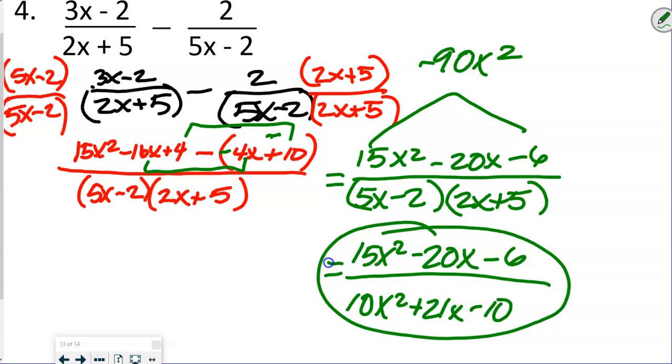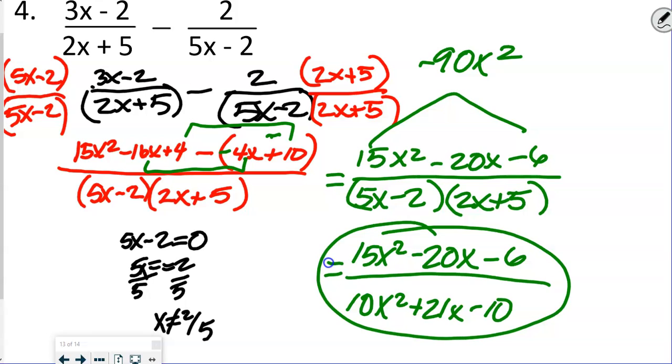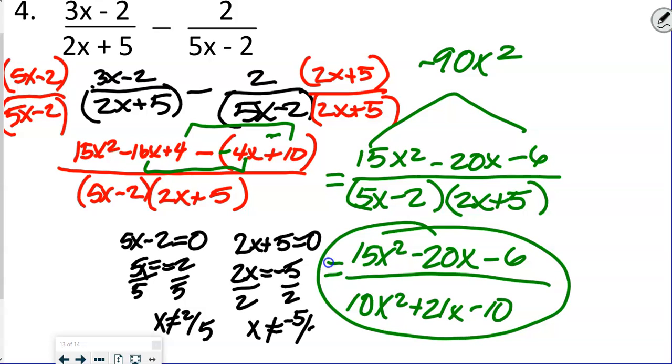Now, the x values that would be excluded would be 5x minus 2 equals 0. So 5x equals 2. Divide both sides by 5. So that would be x cannot equal 2/5. And then we would do 2x plus 5 equals 0. So we get 2x equals negative 5. Divide both sides by 2. So x can also not equal negative 5 over 2. So those are the undefined values for this problem.